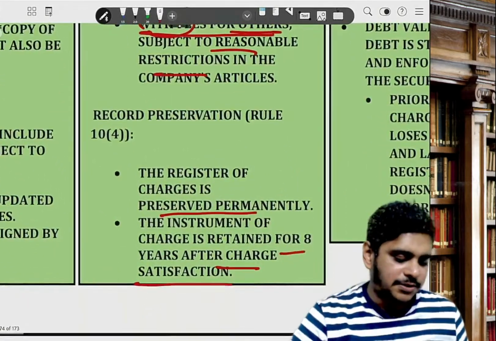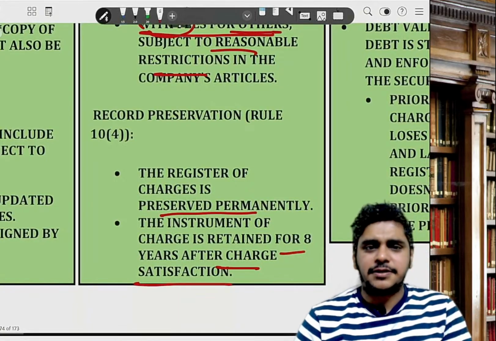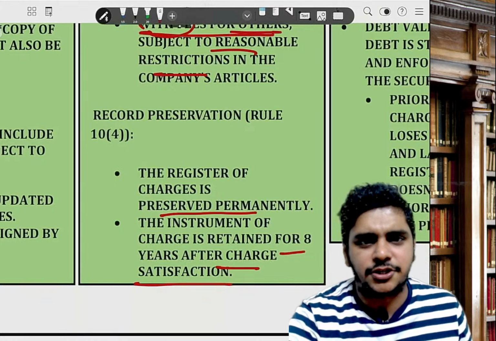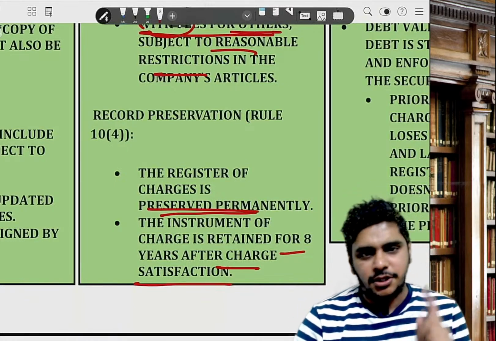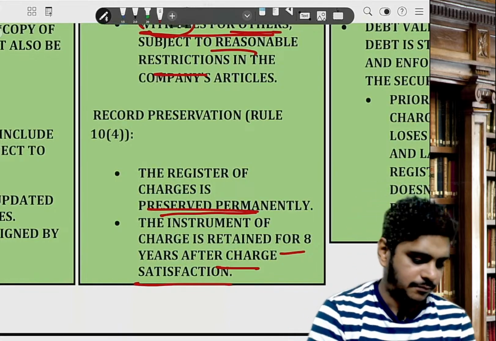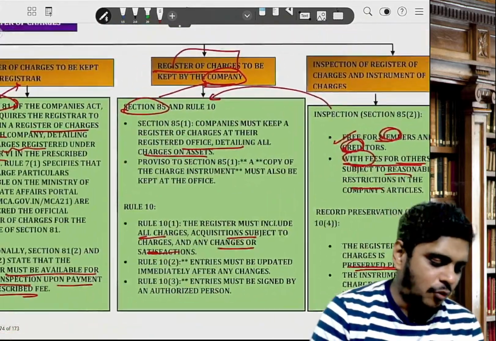The register of charges is preserved permanently. The instrument of charges is retained for 8 years after satisfaction. So the instrument creating the charge is preserved for 8 years. So 81 and 85 are brother and sister.